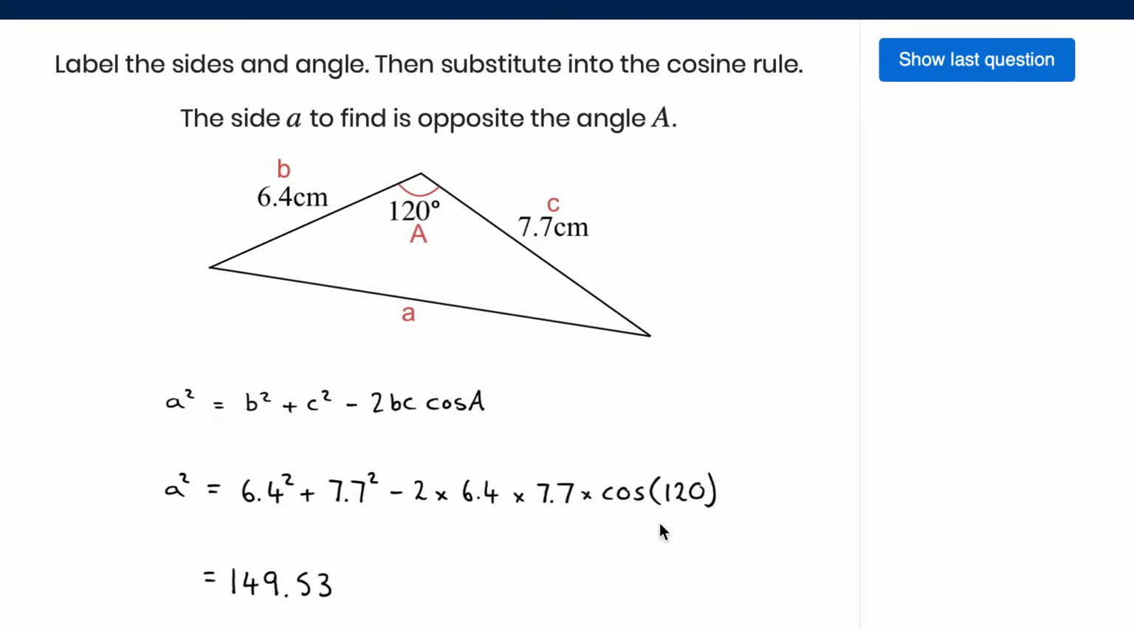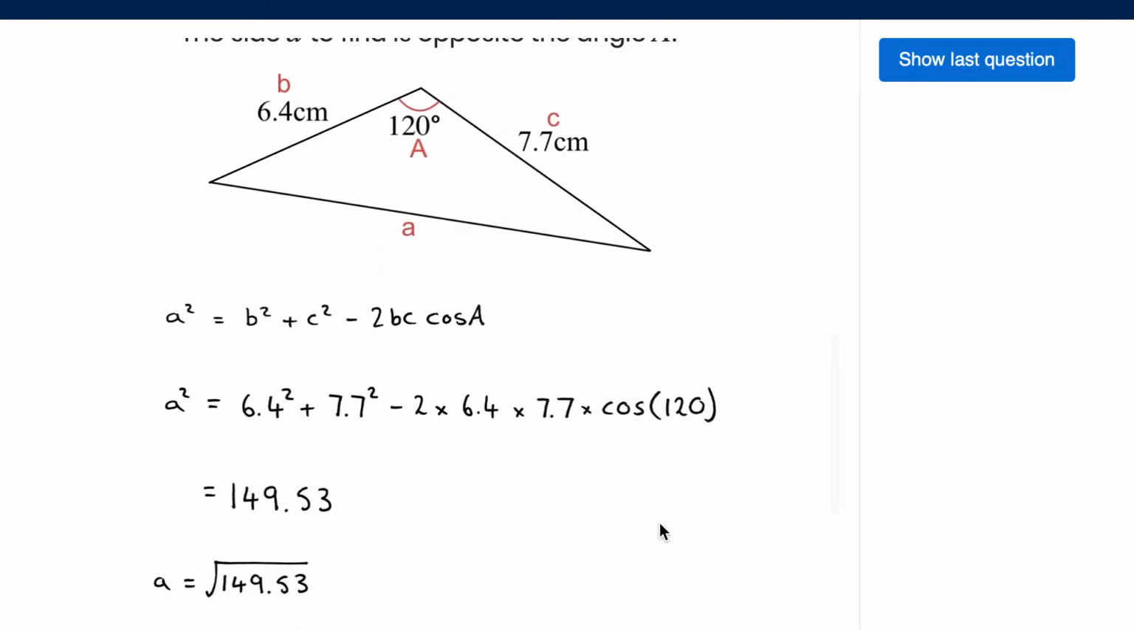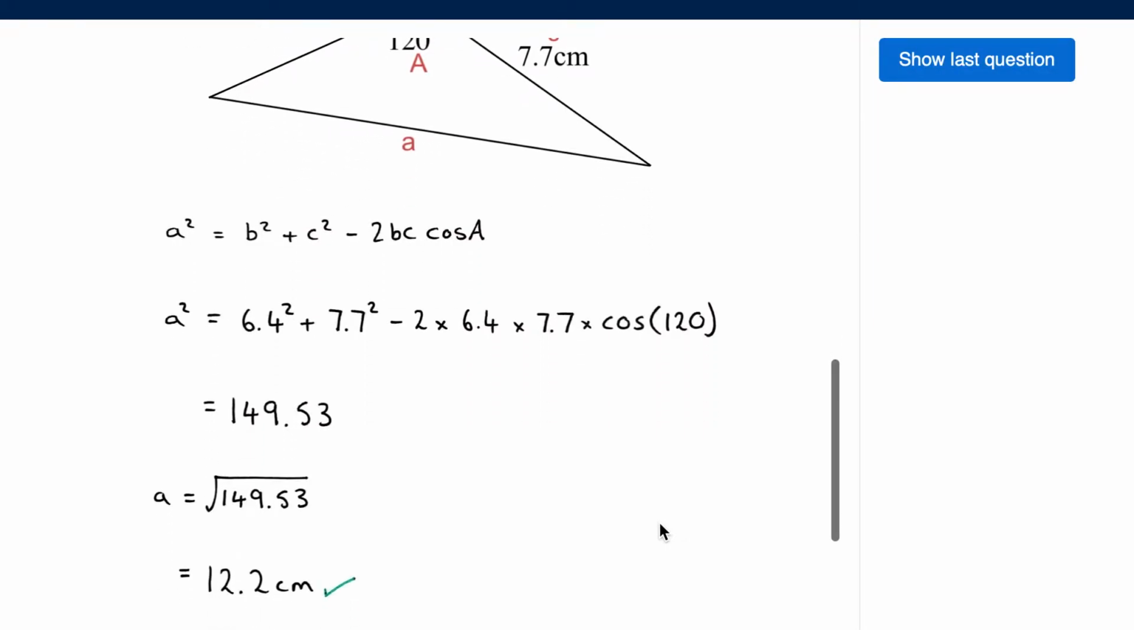149.53. Now you might need to press the S to D button on your calculator if the answer is given as a fraction. Okay, because this 149.53 is a squared, simply square root it by pressing the square root button followed by the answer key to find the missing side A, which is 12.2 centimeters, correct to one decimal place. And that's it, we have found our missing length.